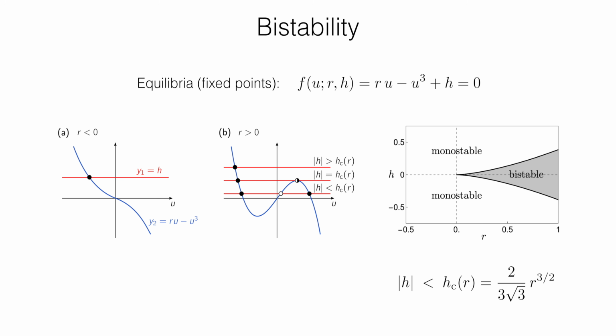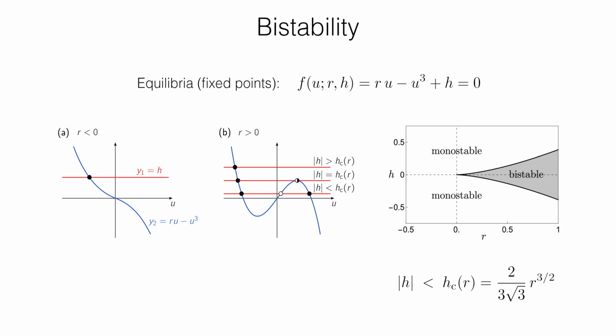Okay, that's very different when you are at parameters which are in the low temperature phase, where r is greater than 0. When r is greater than 0, the slope here at 0 is positive. Okay, and then the u to the third term pulls you down to the right and pulls you up to the left. So you have this typical N-shaped structure in this graphical representation.